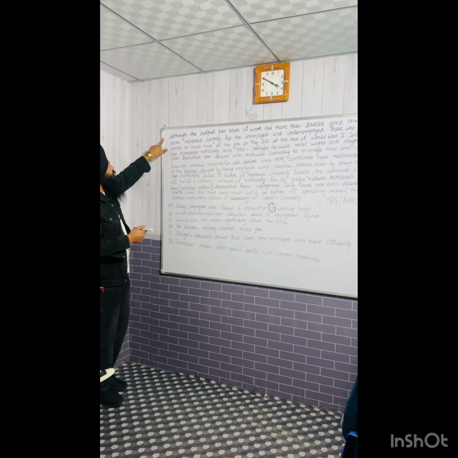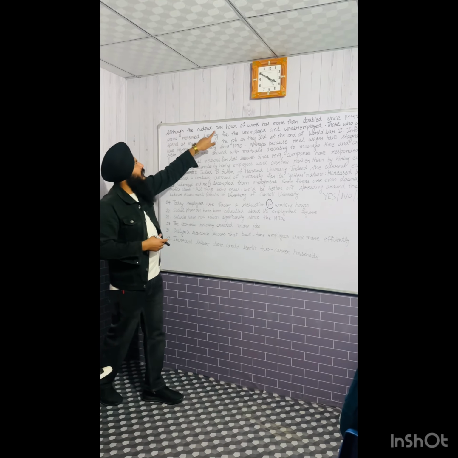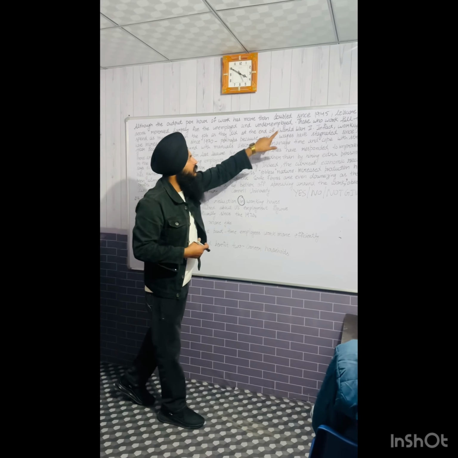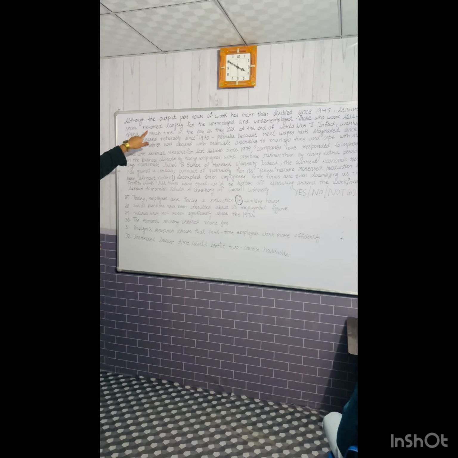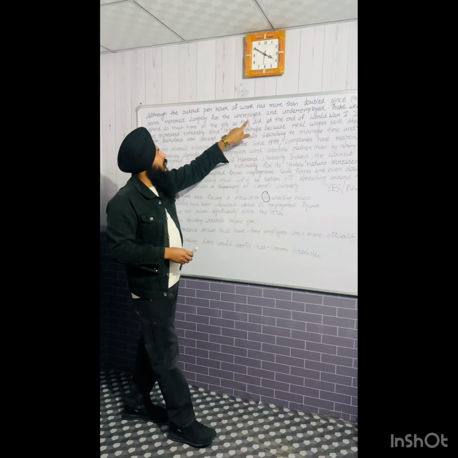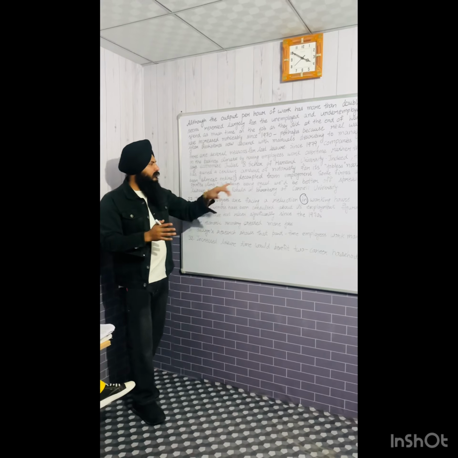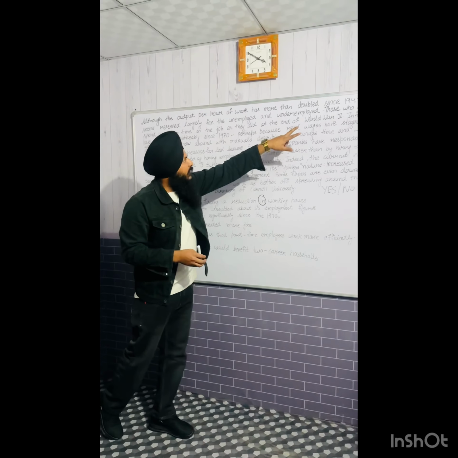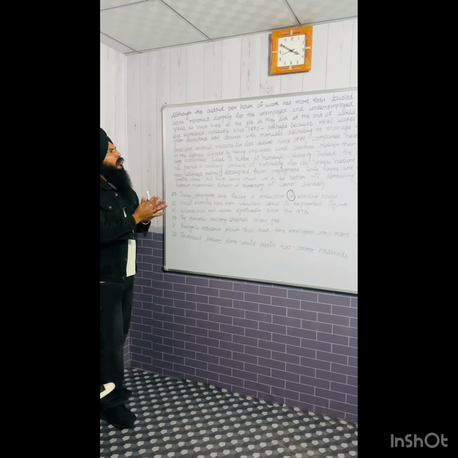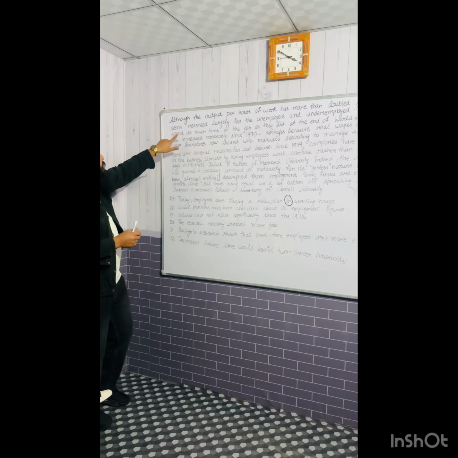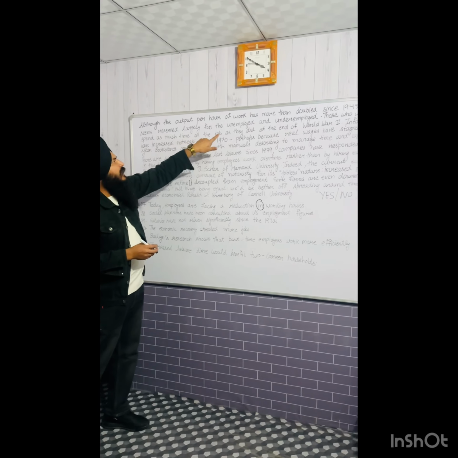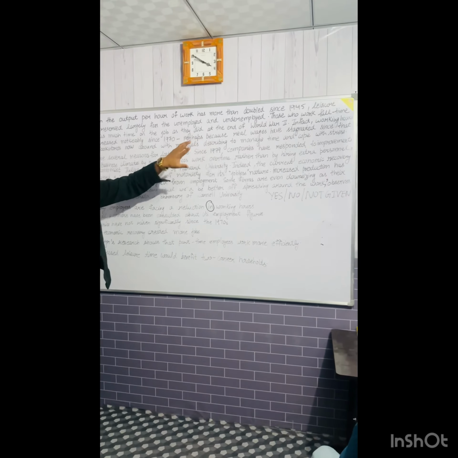Okay, now we will start. Although the input per hours of work has more than doubled since 1945, leisure seems reserved largely for the unemployed and underemployed. There is nothing explained about the verb. What is our verb? Facing a reduction. Those persons who work full time spend as much time on jobs as they did at the end of World War II.